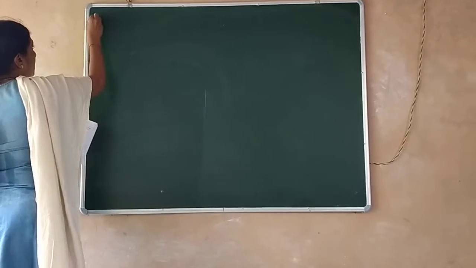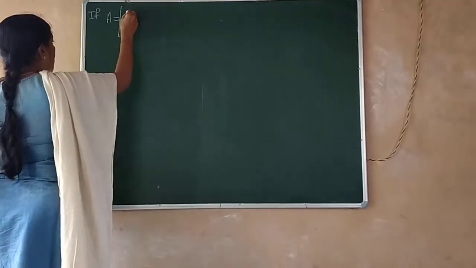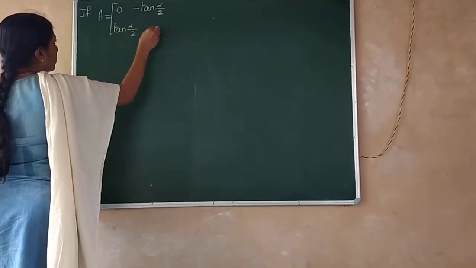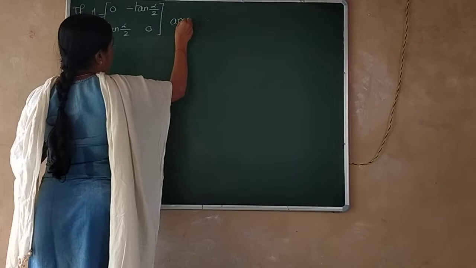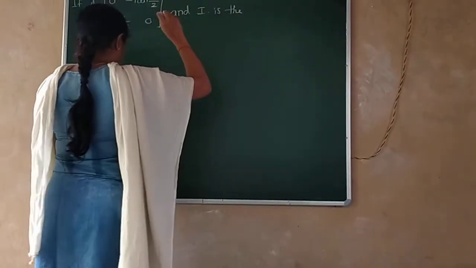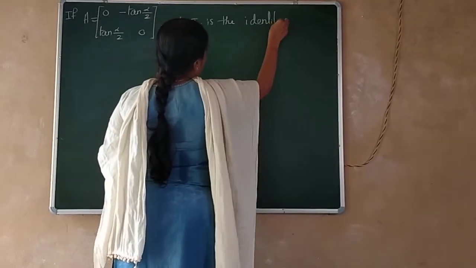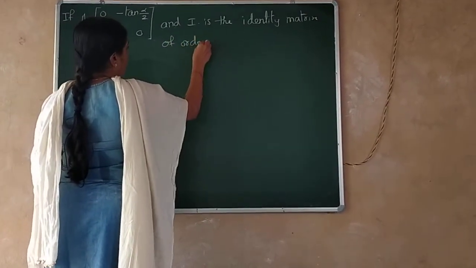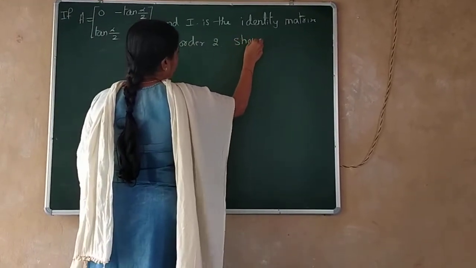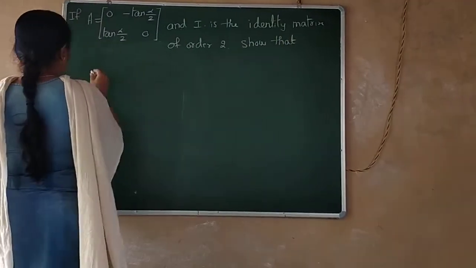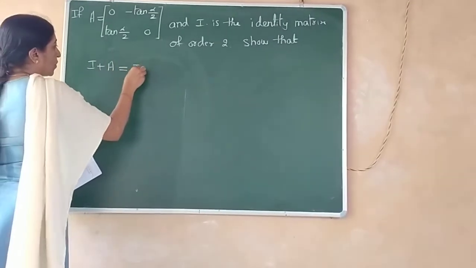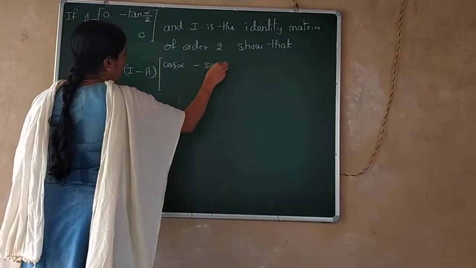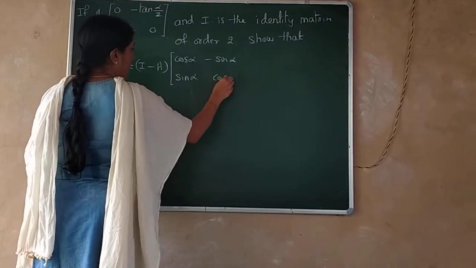I am giving you the question. If A is equal to the matrix [0, minus tan alpha by 2; tan alpha by 2, 0], and I is the identity matrix of order 2, then show that I plus A is equal to (I minus A) times the matrix [cos alpha, minus sin alpha; sin alpha, cos alpha].